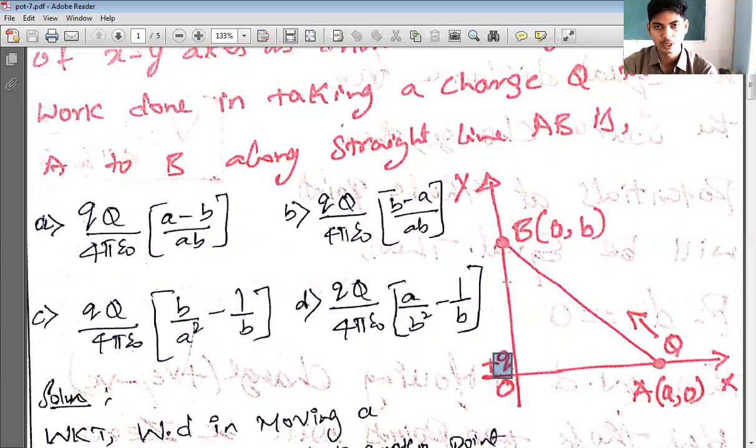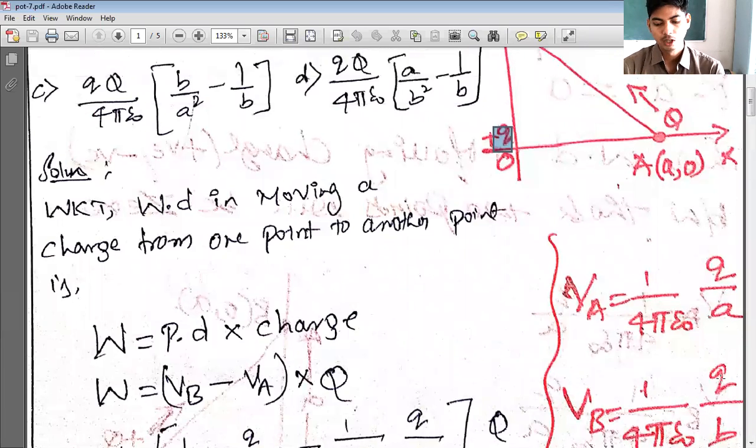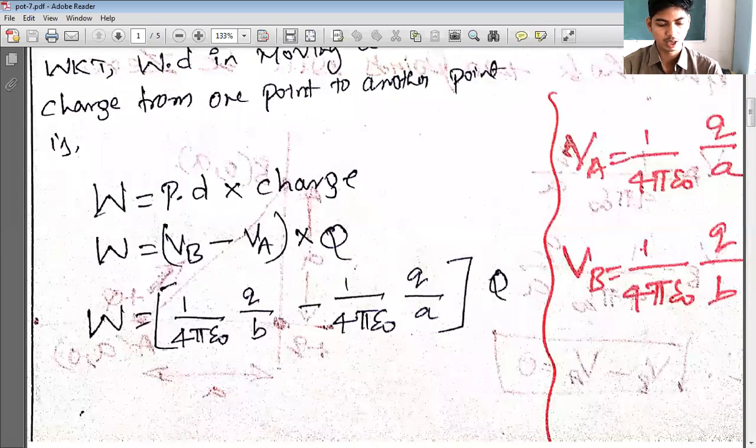Distance of point B is small b. Coordinates of B is 0 comma b. Hence from the source charge small q, point B will be at a distance small b. So potential at B is 1 by 4 pi epsilon naught q by b. So we got to know what is potential at B, and what is potential at A. So potential difference can be calculated.